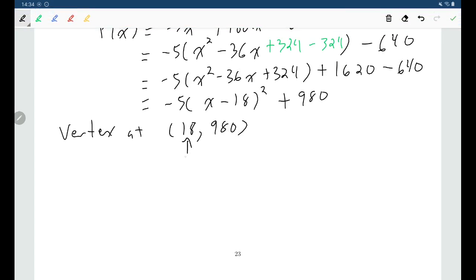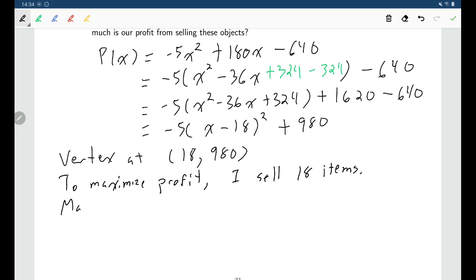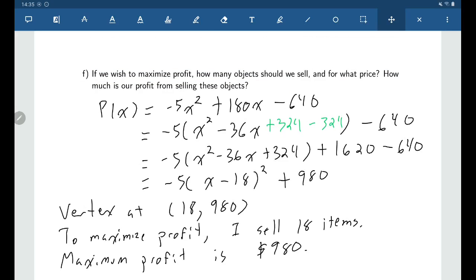And of course, remember that the x coordinate represents the number of items we sell, and the y coordinate is our profit. This is our profit from selling those 18 items. So I know that to maximize profit, I'm going to sell 18 items. And I also know that the maximum profit is $980.